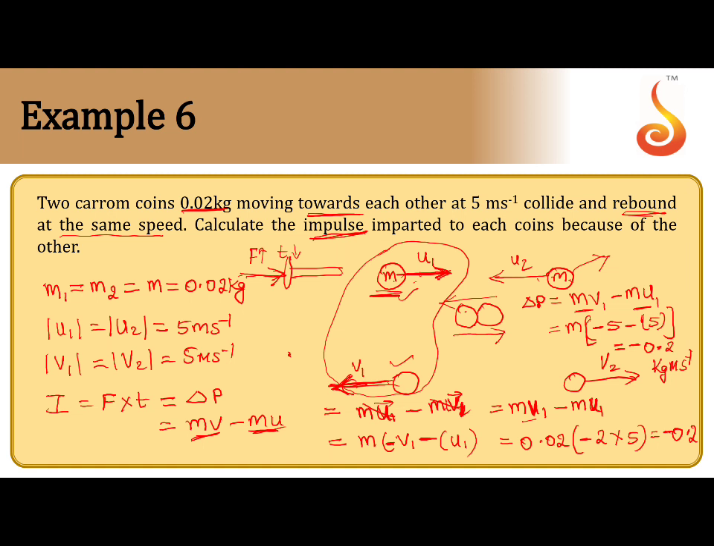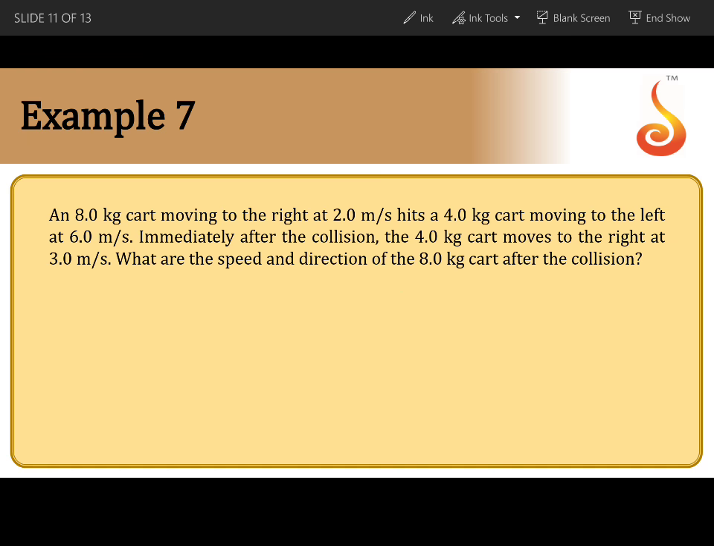This goes to tell that the momentum has changed in this direction. Whereas for the second body, the momentum would have changed in the opposite direction with the same magnitude. I would be happy if you can try that and get the same answer. We will move on to the next problem.